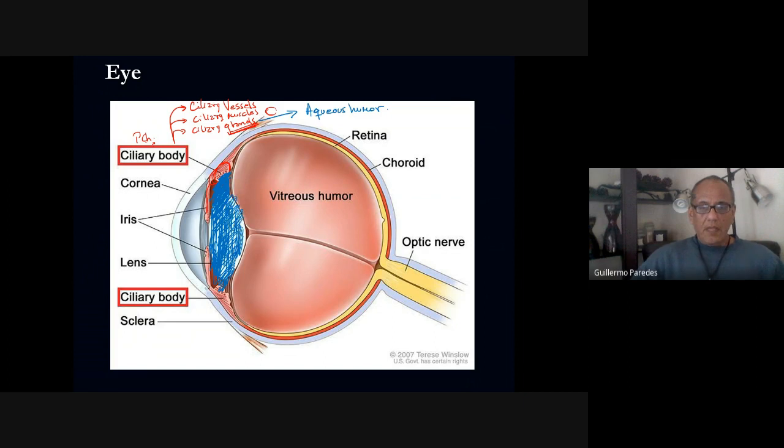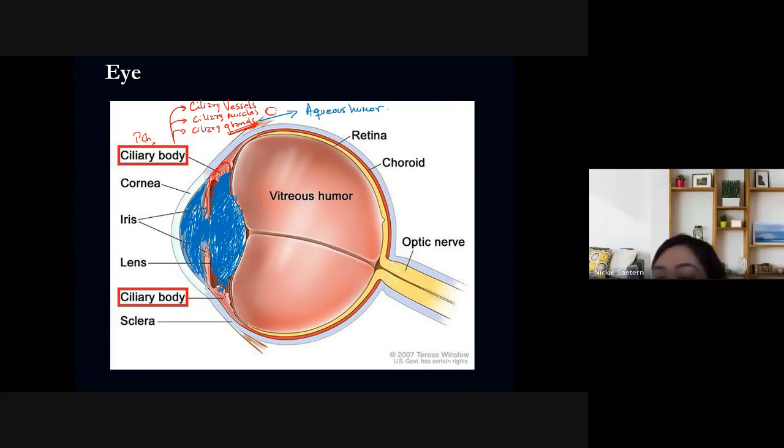After this, what happens with this fluid? This fluid is going to start flowing into the anterior chamber. So it gets into the anterior chamber, and it's going to flow there again. So the anterior chamber and the posterior chamber are going to be surrounded or contained by the aqueous humor. You okay with that?